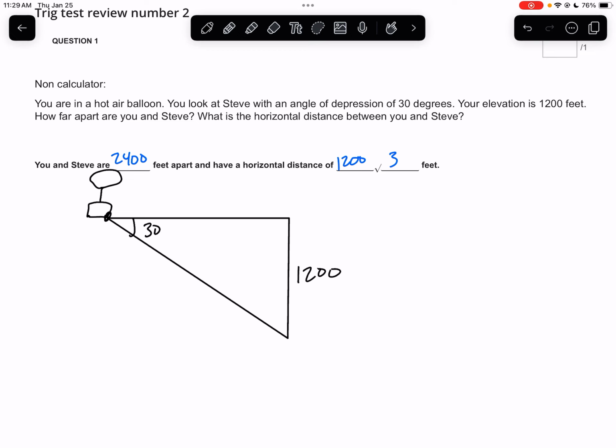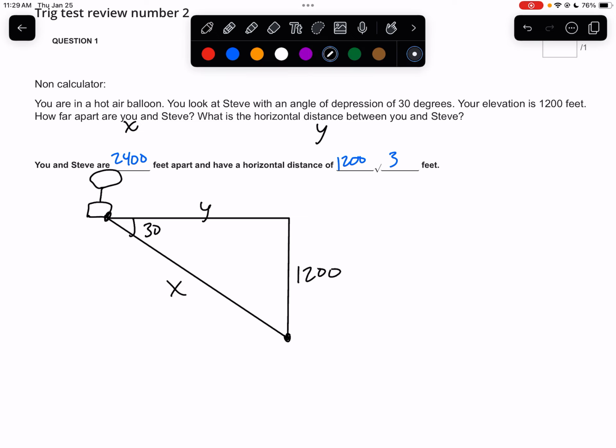So you and Steve would be the hypotenuse. Call that x. What is the horizontal distance between you and Steve? Horizontal distance better be a horizontal line. I'm going to call that y. So this is non-calculator for a reason. Why? 30 degrees.